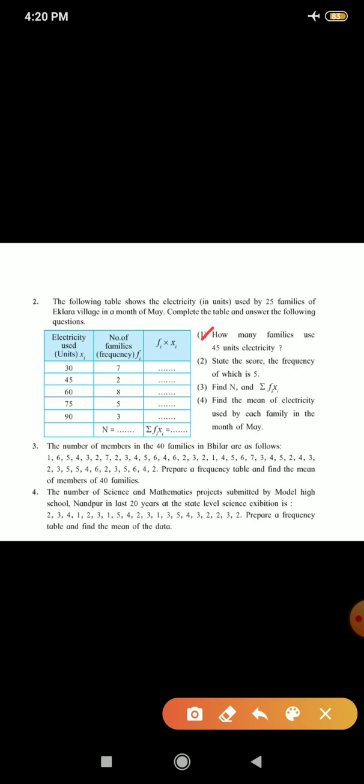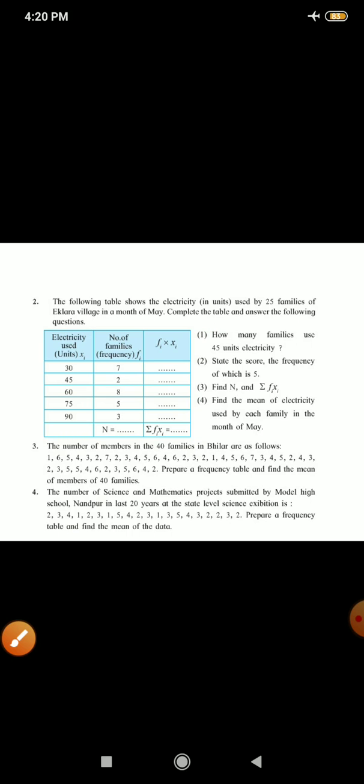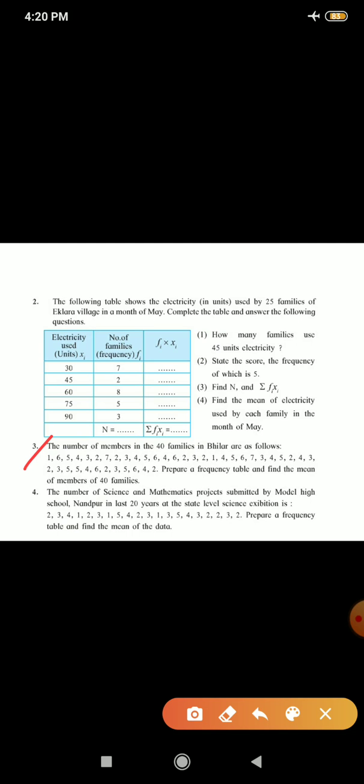Okay. Now, this third problem. The third problem, the number of members in the 40 families in Bihar is given as follows. So, you have to prepare a frequency table and find the mean of the members of the family. So, what you will do is, you will prepare a tabular form like this for homework and complete it. Okay. So, I hope you have followed this.